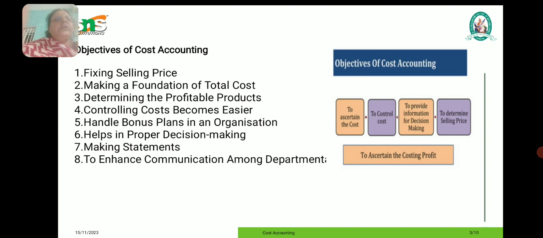Now, coming to the objectives of cost accounting, it fixes the selling price. It makes a foundation of total cost. We can calculate the total cost. It determines the profitability of the product. It controls cost, and it handles bonus plan in any organization. It helps in proper decision making to the management, and it makes statements to the users, and it enhances communication among departments.